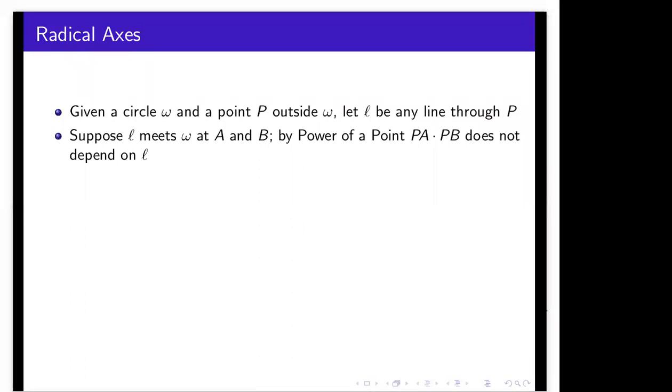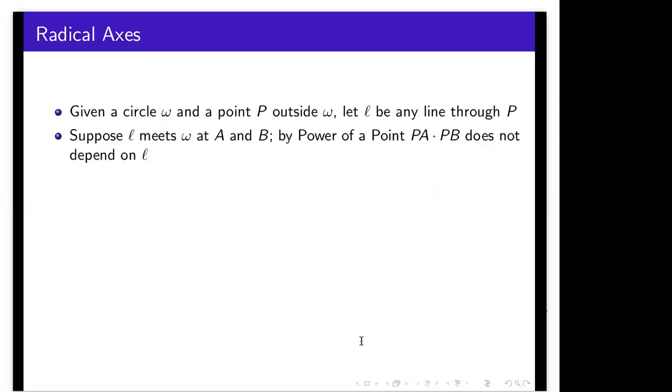Power of a point tells us that PA times PB doesn't depend on L. Does everyone see why? If we have another line passing through P, then we can use power of a point to establish that PA times PB is equal for both lines. So this quantity doesn't depend on L. Let's try to find another way to express PA times PB, because right now it depends on a line that we don't have control over.